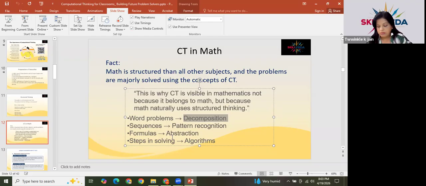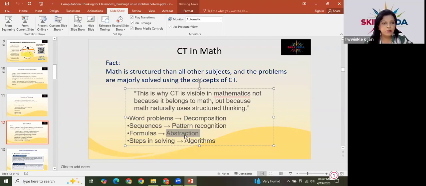What is decomposition? Breaking a complex problem into simpler modules. A big program, we can divide into simpler modules, and this is where the IT people are working, right? They divide the big project into simpler parts, and then each and every one takes up one module, and finally the project will be composed. Then sequences, pattern recognition. Based on the previous pattern only, the next pattern is formed. Formulas, abstraction. By taking up the formula, we see what has to be done, ignoring all the unwanted details, how the formula is derived at all, we just apply the formula.